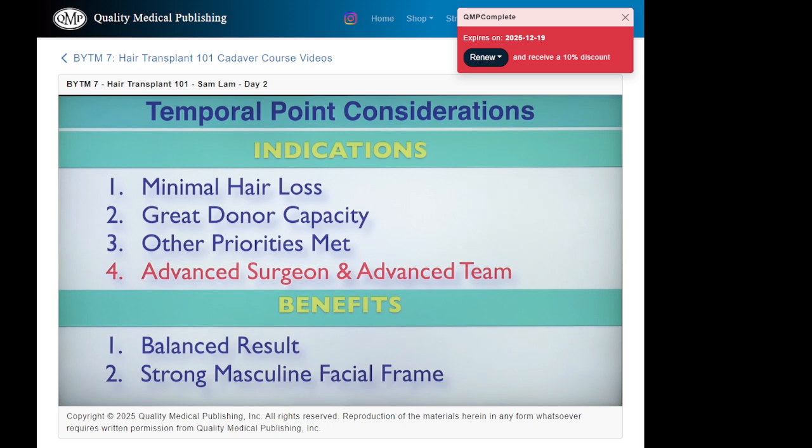Benefits: it's great. It creates a really nice, strong masculine frame and a beautiful result. Now, women have temporal points, but they really don't. It's more like a whole temple. So when I talk about temporal points, I'm usually talking about men.